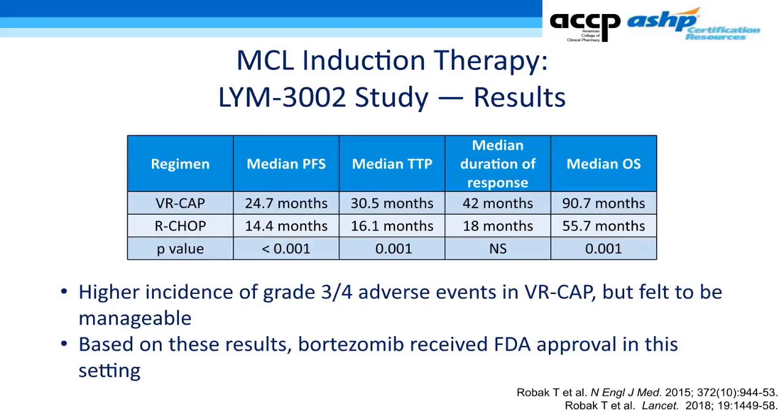So based on these results, bortezomib alone actually received an FDA approval in the setting of mantle cell lymphoma, but we often use it in combination with other agents, such as in the VR-CAP regimen.